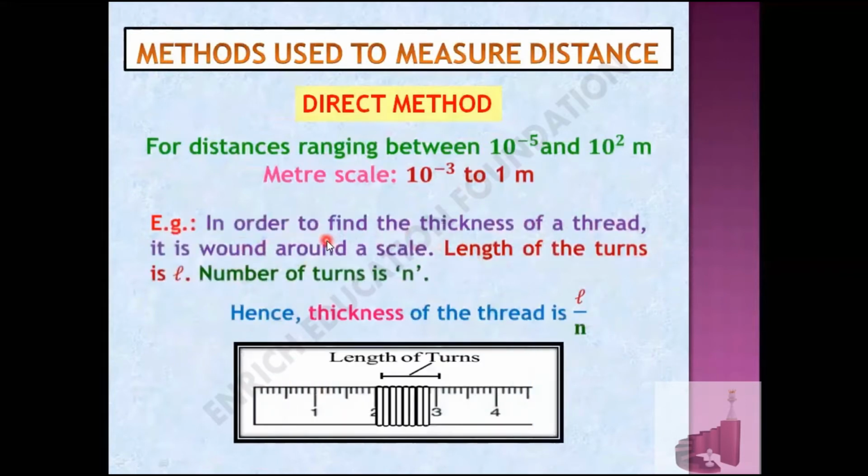As an example, we have considered the thickness of a thread. In order to find the thickness of the thread, we wind it nicely around the scale. Now we measure the total length of the winding as L, with the number of turns given as N. So the thickness of the thread will be equal to the total length L divided by the number of turns N. So this is one way of finding the thickness of the thread with the help of the meter scale, which comes under a direct method.